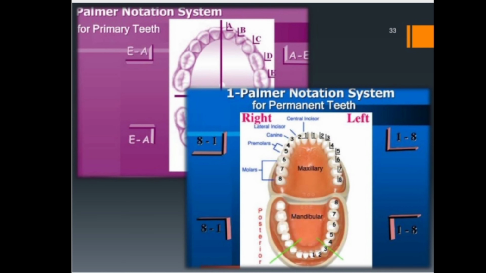As you can see in the picture, notation for both the primary as well as the permanent dentition is given. In primary teeth, the mouth is divided into 4 quadrants, and the teeth are designated by alphabets, as central incisor is designated by A, and the deciduous second molar is designated by alphabet E, and it is similar in all the quadrants. And similarly in the permanent teeth, the teeth are designated by numbers 1 to 8 in all the quadrants, and the symbol is given differently.